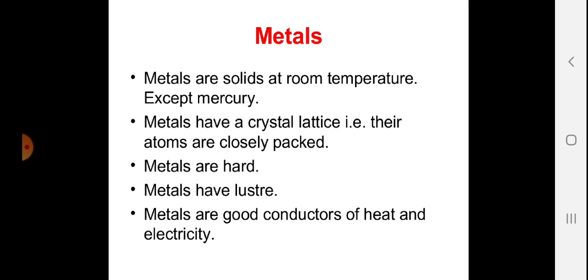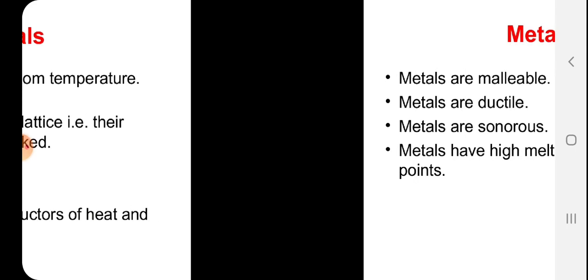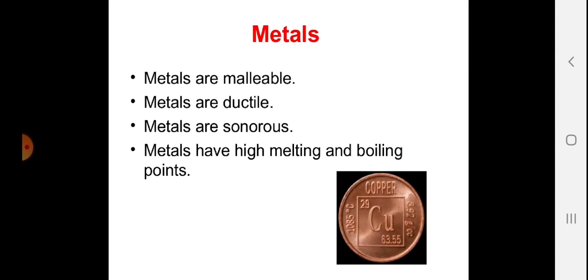Now, metals are generally solid at room temperature except mercury. Mercury is used in the thermometer because it is highly sensitive towards changes in temperature, and also it is in the liquid state. Metals have a crystal lattice, that means atoms are closely packed and uniform. They are hard, they have luster and they are good conductors of heat and electricity. Metals are malleable, you can see here the coin.